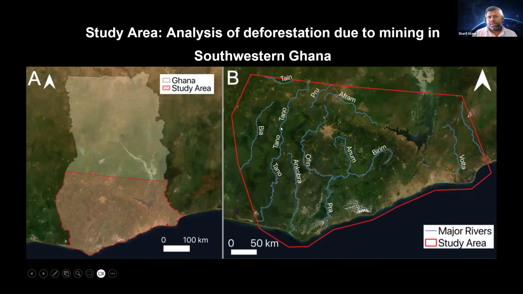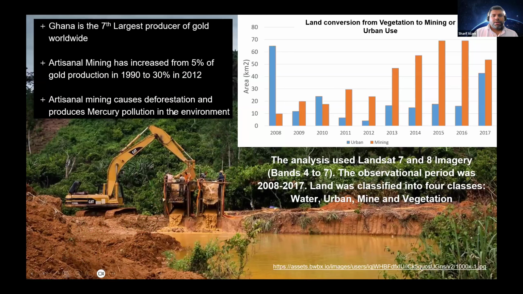These blue lines are showing major rivers in the country. This region has different gold mining activities happening, and because of that, people are cutting the forest. This slide is showing some information related to gold mining. You might know or not know, Ghana is the 7th largest producer of gold worldwide. If you don't know the term artisanal mining, those are small scale mining, and artisanal mining has increased from 5% of gold production in 1990 to 30% in 2012.